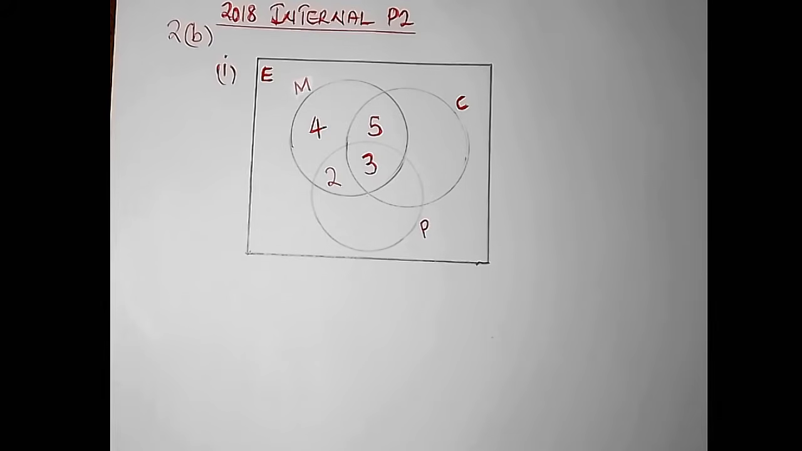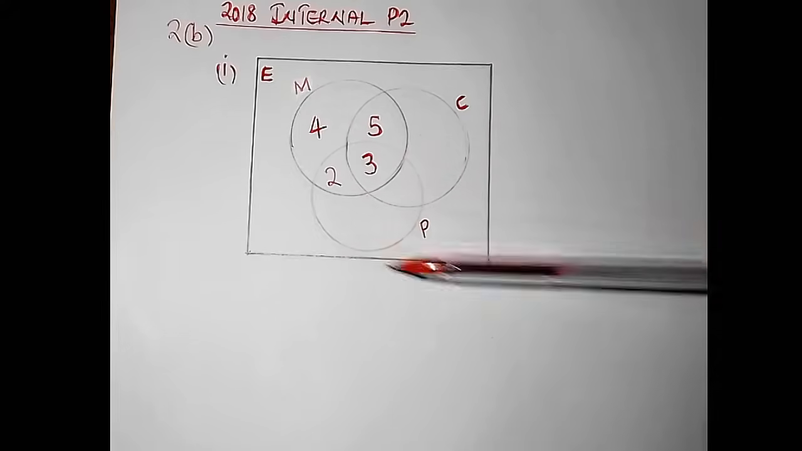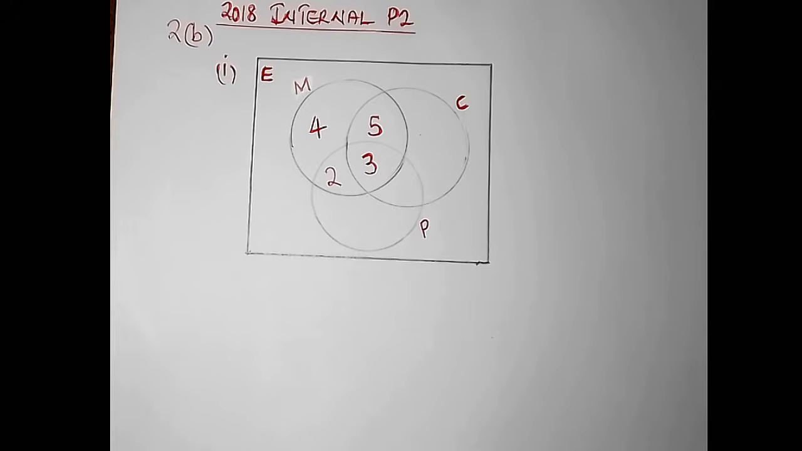20 students study at least one of the 3 subjects. And here what we've just found is 14, from the numbers that we filled up. So where are we going to put the rest of the students? And if you subtract 20 minus 14, meaning there's 6.